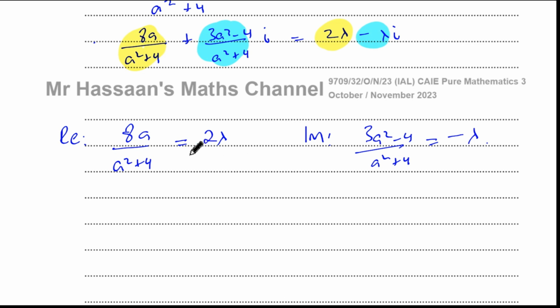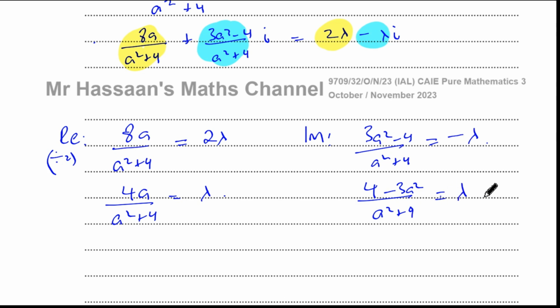Okay, so I can divide this by 2. If I divide by 2, this will be 4a over a squared plus 4 equals lambda. So I've just divided by 2. If I divide this side by 2 and that side by 2, the 2 will cancel, it will become 4 then. And here I can just write this as 4 minus 3a squared over a squared plus 4 equals lambda. Because that's minus lambda, I can call it lambda.